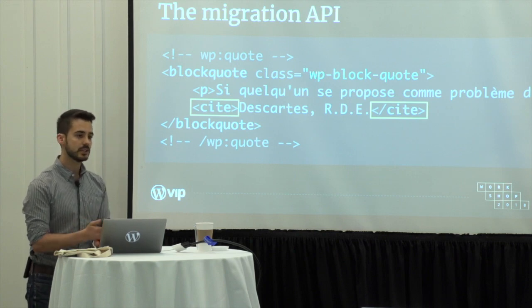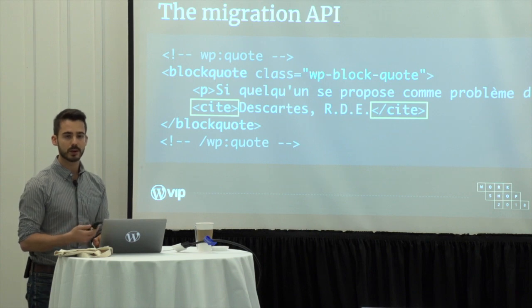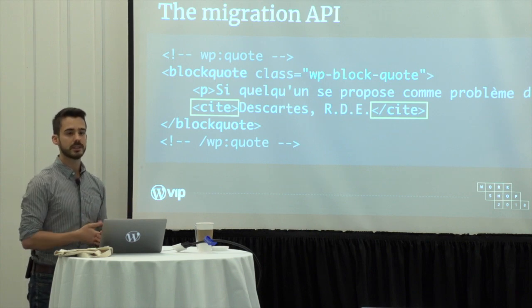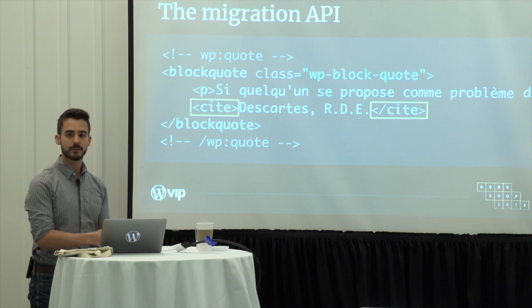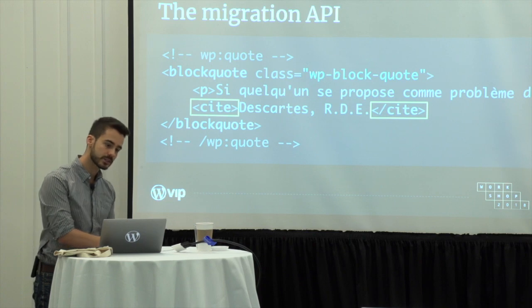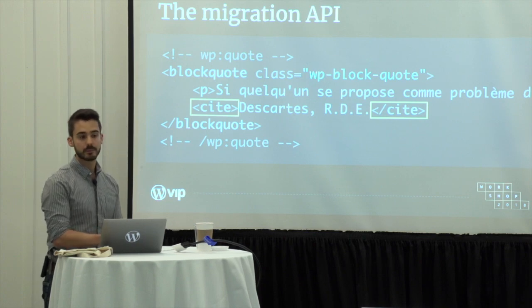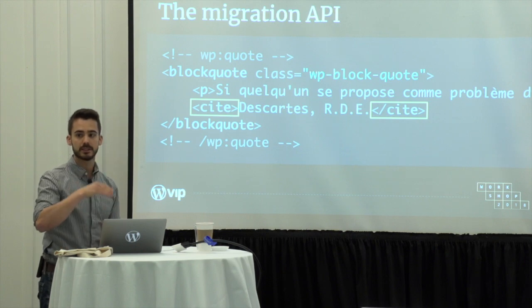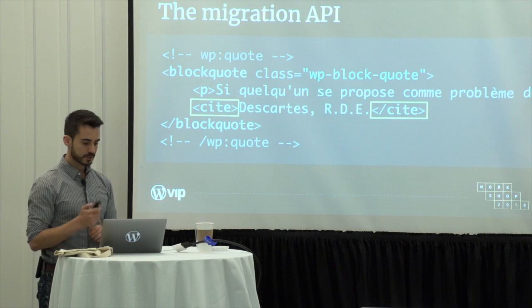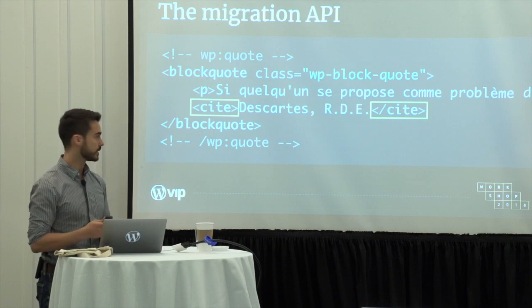However, if we just change the core block by saying that its output should now be using cite, any blocks that were created before this change, suddenly if I go back and edit the post, the block will not be recognized because Gutenberg is expecting p, and then cite, and we're giving it a footer. So this is how the migration API can help us.